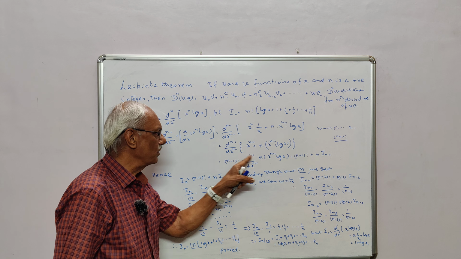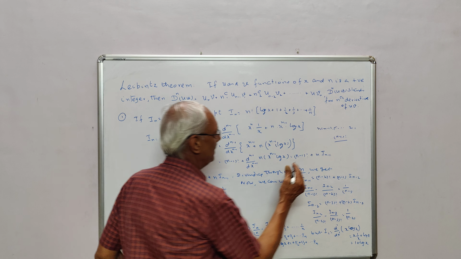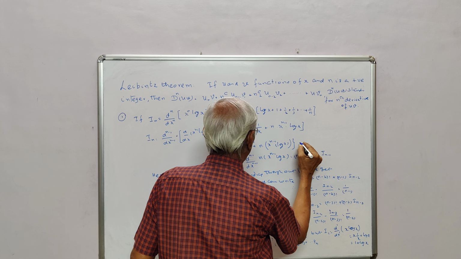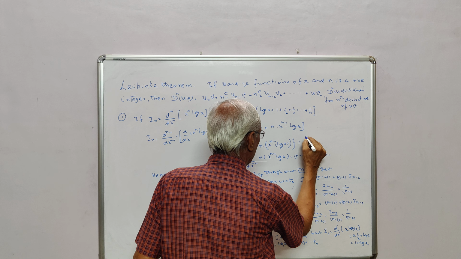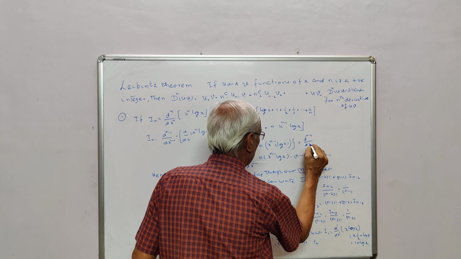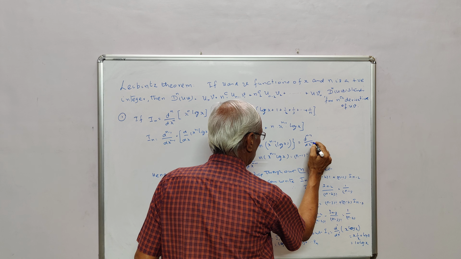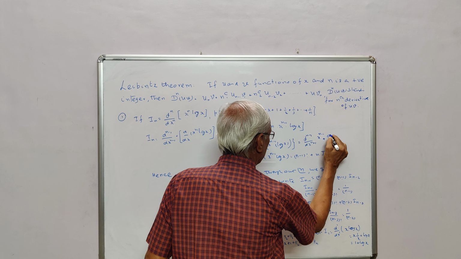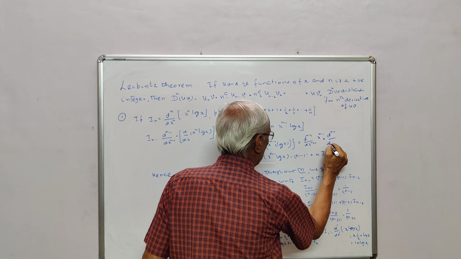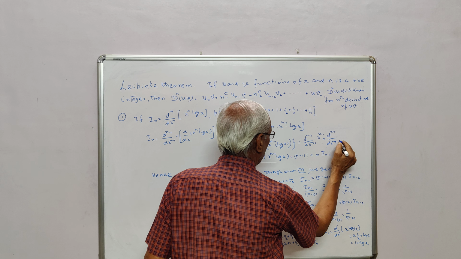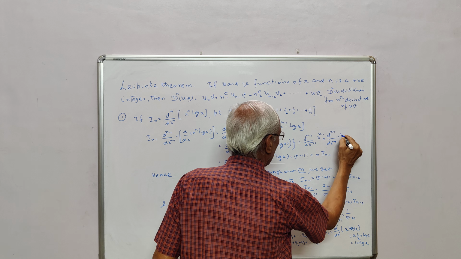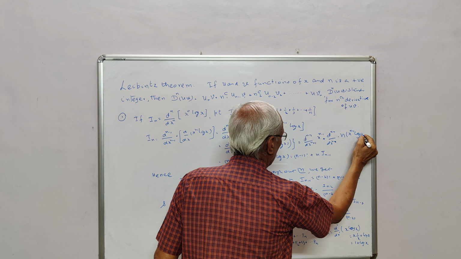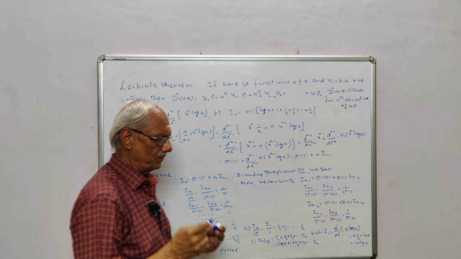Now you take this d to the power of n minus 1 inside. So what will happen here is, I'll write it here: d to the power of n minus 1 divided by dx to the power of n minus 1 into x to the power of n minus 1, plus d to the power of n minus 1 divided by dx to the power of n minus 1 into n multiplied by x to the power of n minus 1 log x. So this is what you will get.